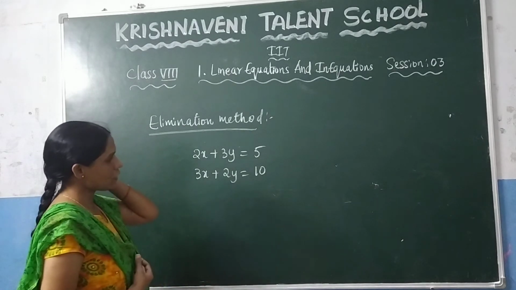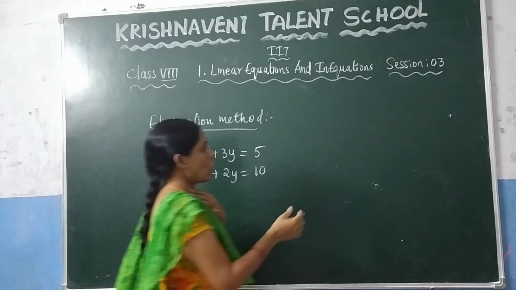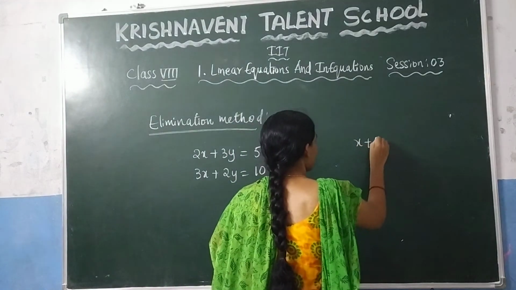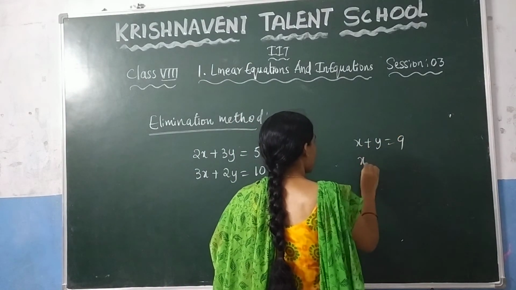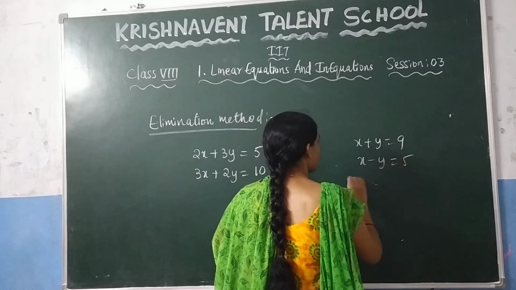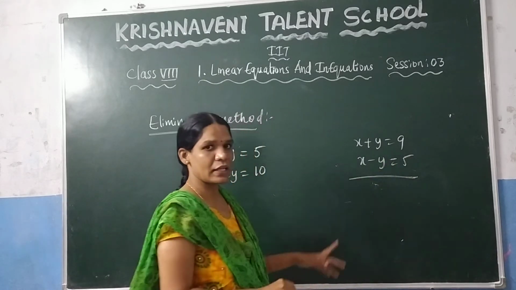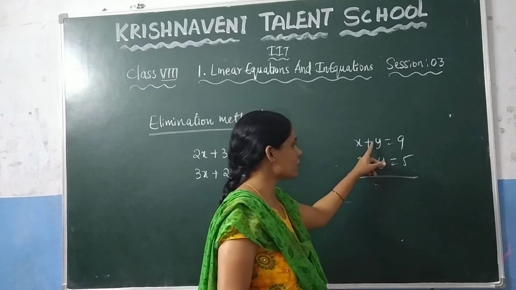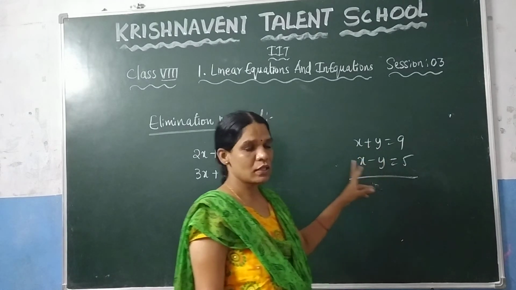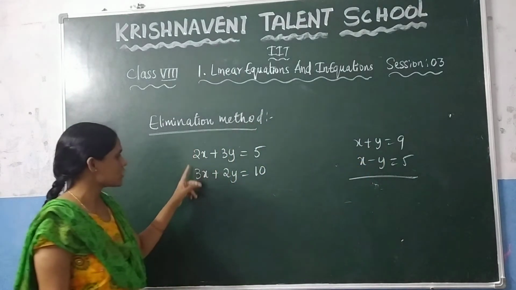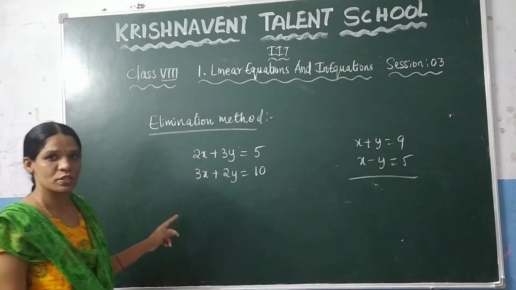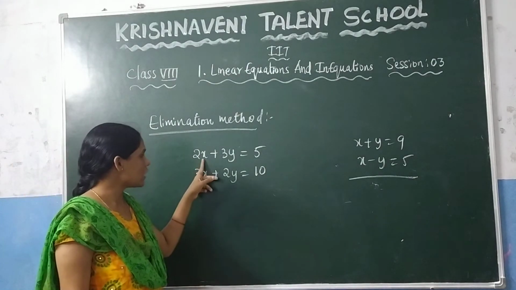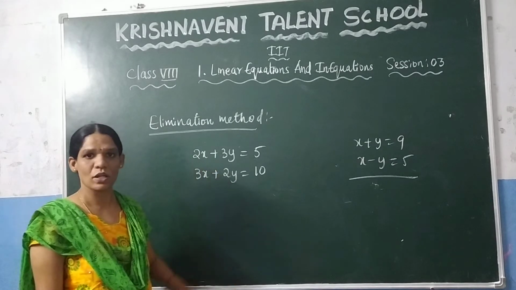Here you can observe that in the previous example, we took x plus y is equal to 9 and x minus y is equal to 5. We took this example and just added these two equations because the coefficients are the same. Here you can observe that the coefficients are not the same. What is meant by the coefficient? The value that is multiplied to the variable, that we call the coefficient.